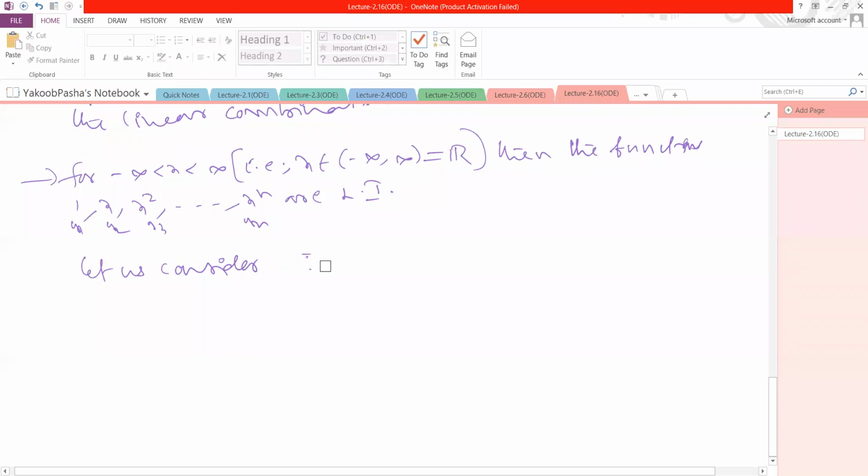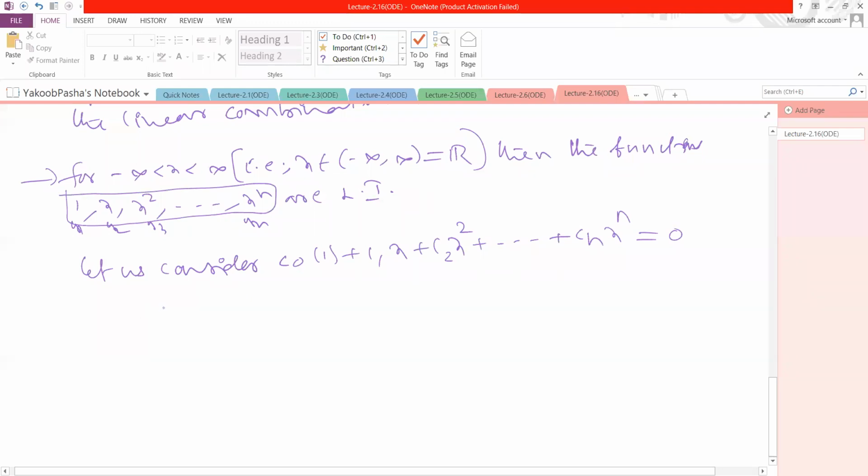That is C0 into 1 plus C1 into x plus C2 into x square plus up to Cn x power n is equal to 0. First of all, we have to take this condition. If all the constants C0, C1 up to Cn are 0, in this case we say that the solutions 1, x, x square up to x power n are linearly independent.